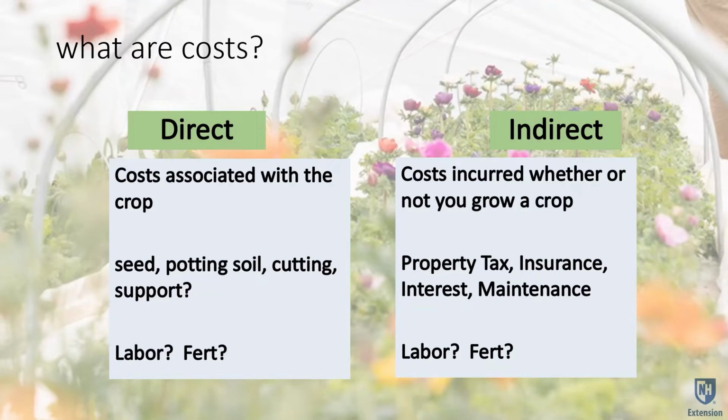So the indirect costs, kind of everything else. This is your taxes, insurance, mortgage, interest, maintenance, infrastructure stuff. Maybe this is the cost of a tractor, this is irrigation, things like that. All the stuff that we have to pay for that we can't really point to this zinnia or this cosmos as having those costs.